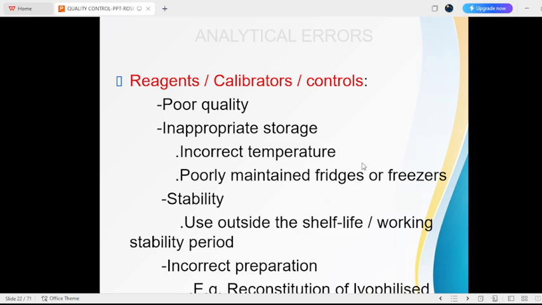Next is about the stability of the reagents. So the reagent should be a good quality reagent. It should not be outside the shelf life, and incorrect preparation. Incorrect preparation mainly comes with the lyophilized samples. We have to reconstitute the lyophilized samples correctly.